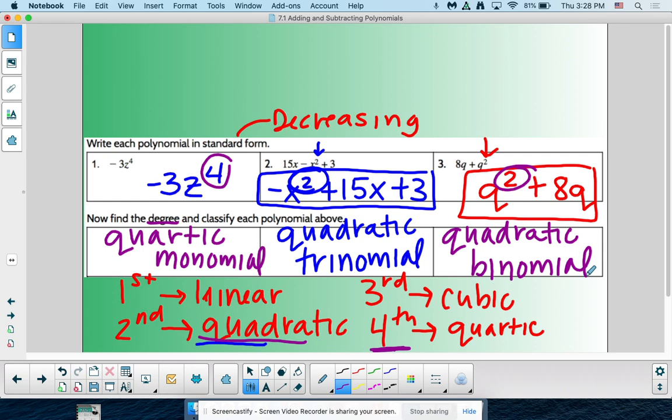Okay, pause the video. You guys do those next 3 that say your turn. Write each polynomial in standard form, find the degree, and classify the number of terms it has. So the exact same thing we just did. Put it in standard form, so from biggest exponent to smallest one, and then classify.